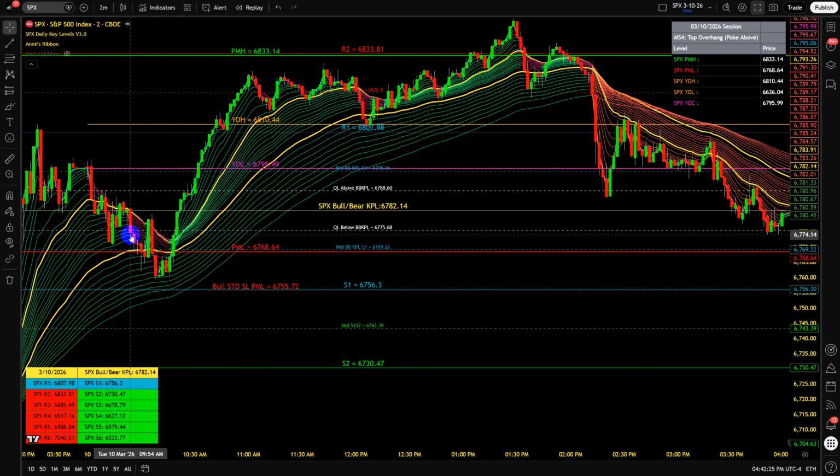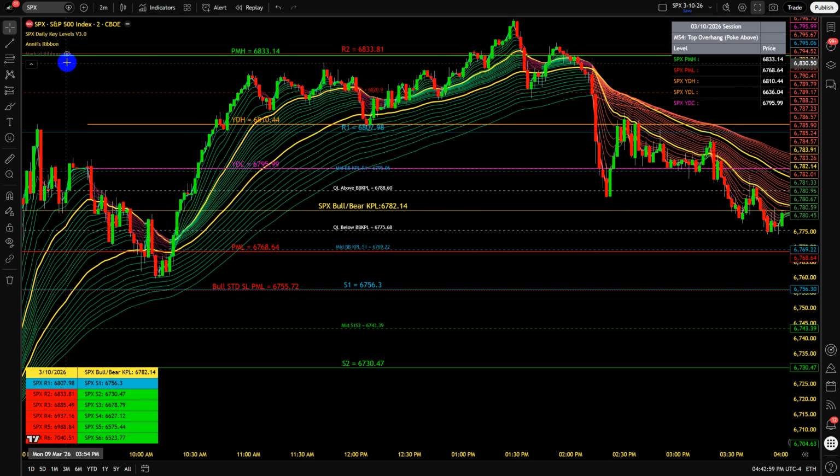And then finally, after it goes down to test the PML level, we get a breakthrough with this candle here, the 10:18 candle, where it breaks above both of the yellow thick moving averages. As you can see, the entire ribbon has turned green, where there's no more red at all. So on this 10:18 candle, we have confirmation of our bullish trade entry off of the PML level here.